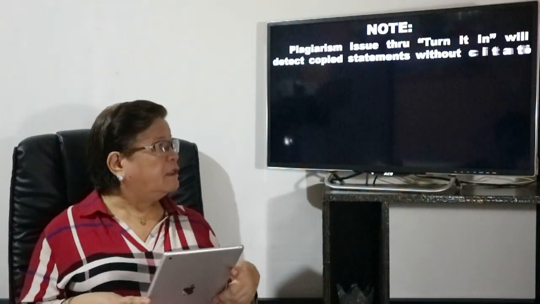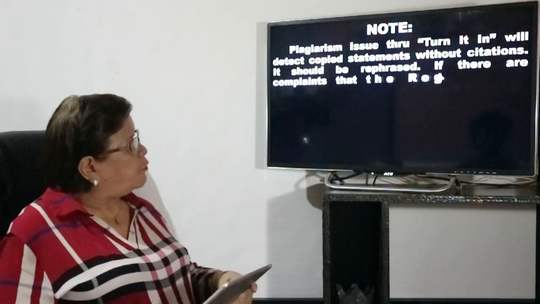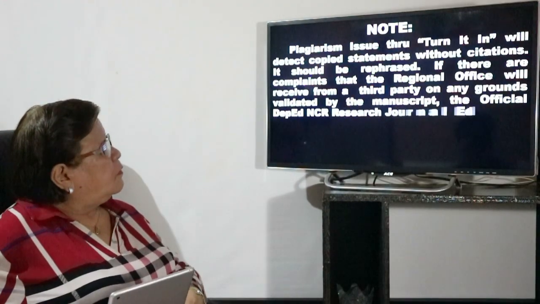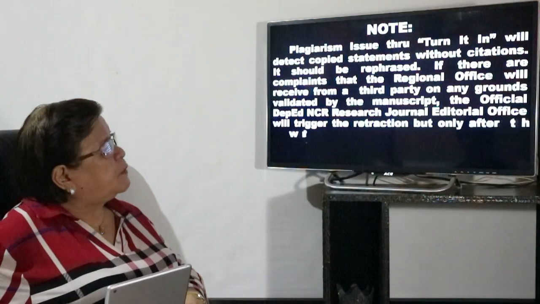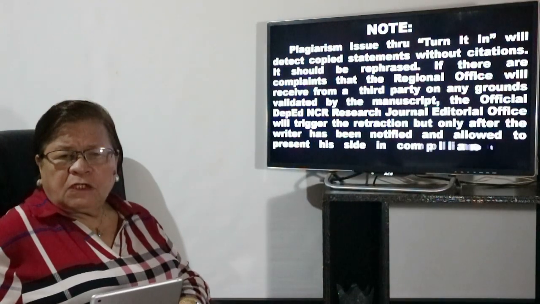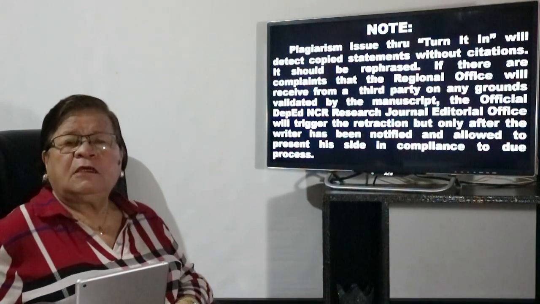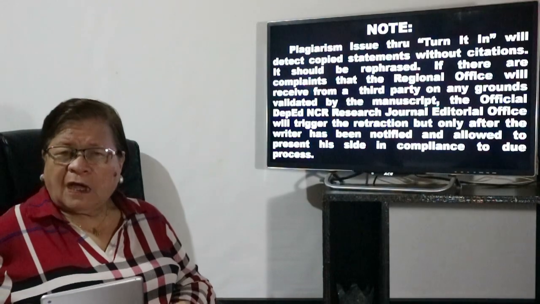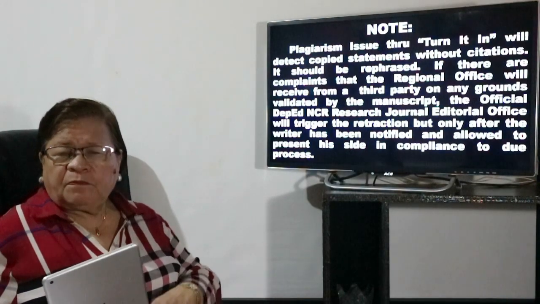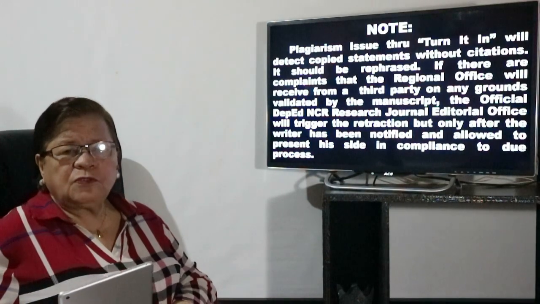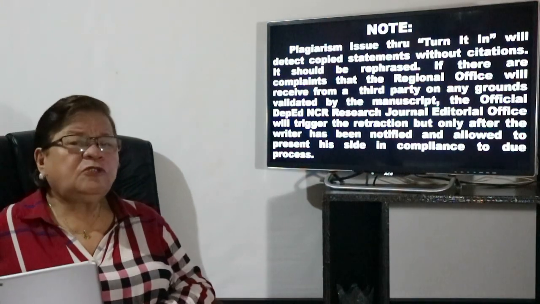Now, I'd like to give an important note about plagiarism issue. For plagiarism issue, this can be solved through Turnitin, which will detect copied statements without citations. So, majority of authors and writers of action researches, whatever the case may be, we really copy and paste from particular authors and a particular year. So how are you going to solve plagiarism is by trying to rephrase.